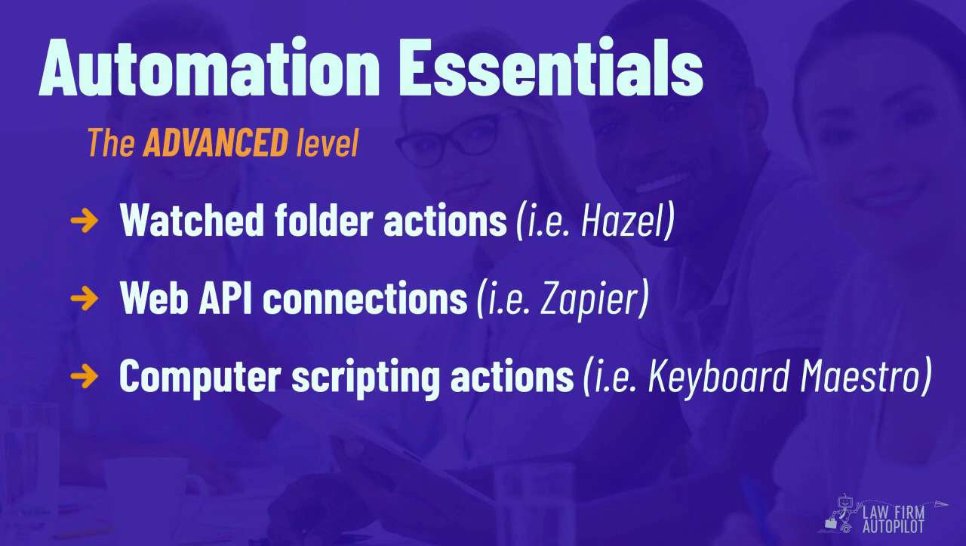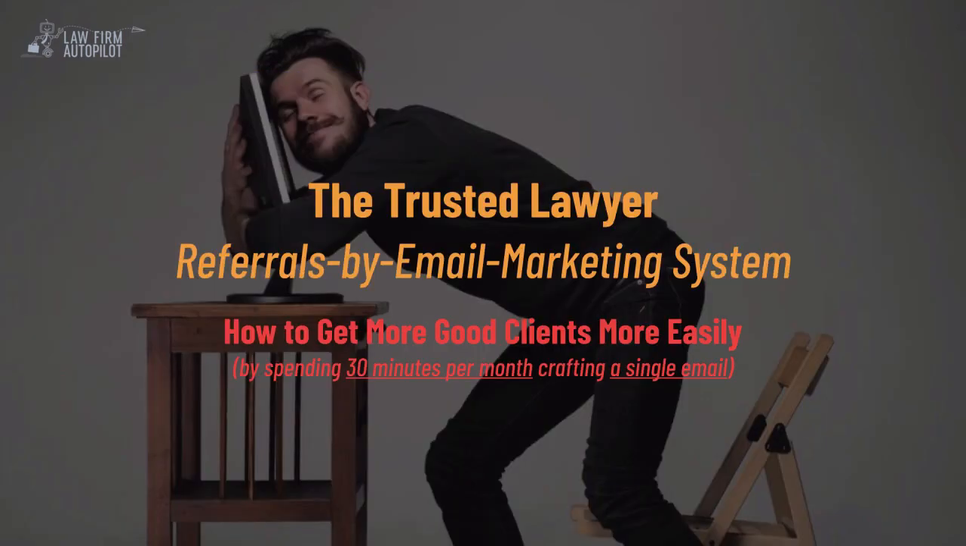But I wanted to tell you one last thing, which is when it comes to email automation, like I talked about with ConvertKit or MailChimp, I have a separate training about this called The Trusted Lawyer, about how to get referrals by email using automation, which depends on using MailChimp or ConvertKit. Basically, once you get the system set up, which takes 3 hours at most, then you can spend 30 minutes a month sending a single email to a group of people, and that will very reliably and predictably get you new clients.